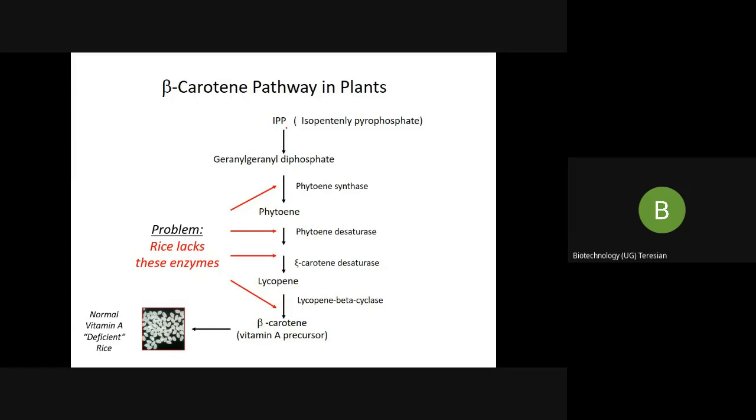So for converting my reactant into my final product, that is the beta carotene, what do I require? I require these enzymes. But these enzymes are lacking in my rice plant or the rice grains. They don't have these enzymes, so they are not able to produce the beta carotene. So I'm getting this normal vitamin deficient rice that we are consuming. Instead of that, the scientists thought, let us introduce all these genes into the rice plant so that it will produce beta carotene, so that I will get a rice which is rich in vitamin A.